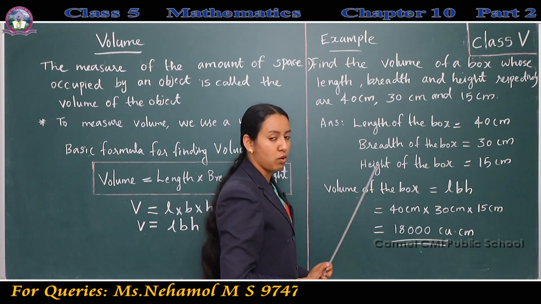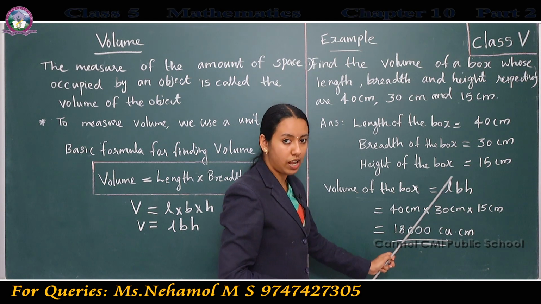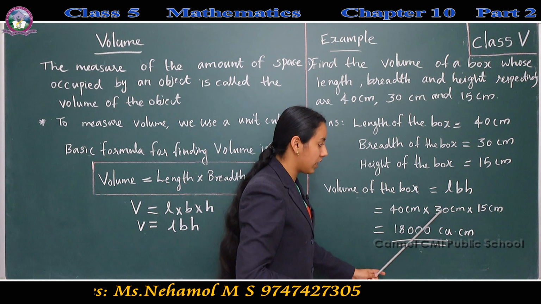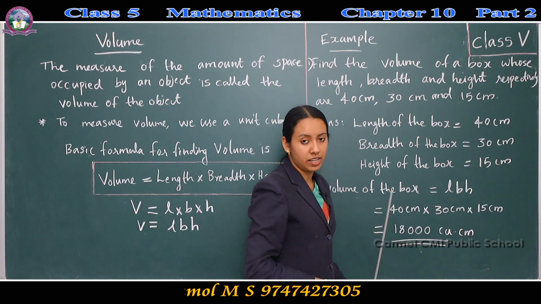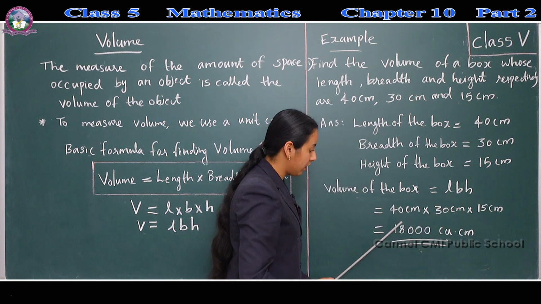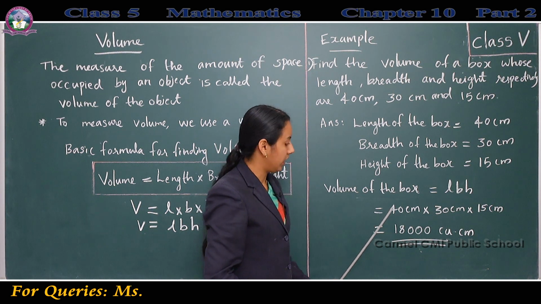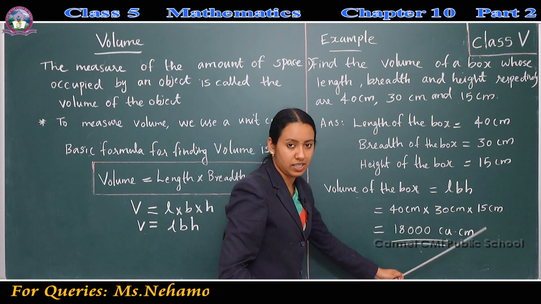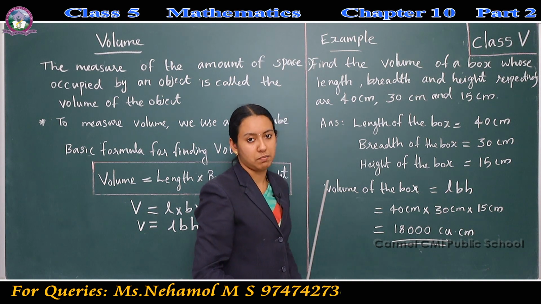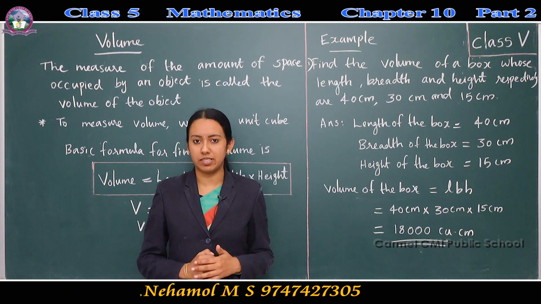Volume of the box is equal to L into B into H or LBH. Then that is equal to 40 centimeter into 30 centimeter into 15 centimeter. Multiplying these three numbers, we will get 18,000 cubic centimeter. 18,000 cubic centimeter. That is the unit. Now you have to study only this much topics from this chapter.